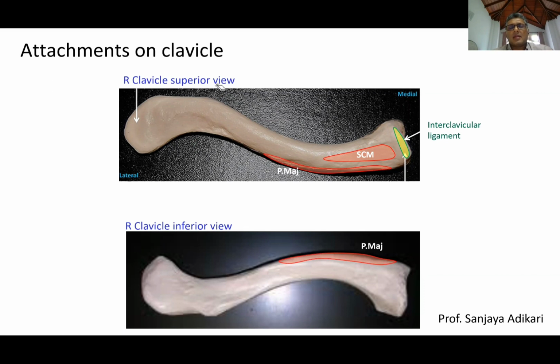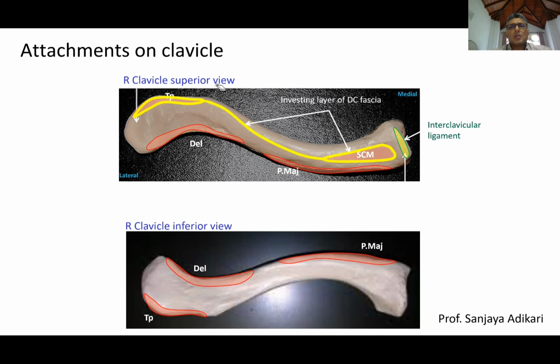Then to the anterior surface, now the medial 2/3 of the anterior surface is convex to the anterior side. To that area, the pectoralis major muscle is attached. So you can see the attachment in both views, superior view and inferior view, that's what I have shown here. Then the deltoid is attached to the lateral end of the bone on the anterior border here. Then the trapezius is attached to the lateral end of the bone on the posterior border.